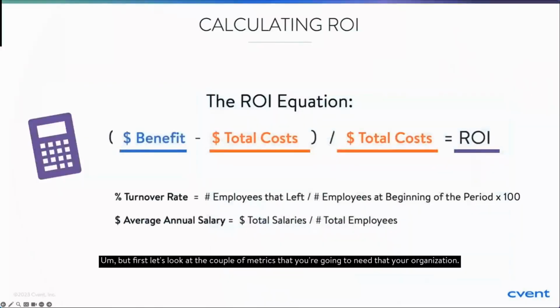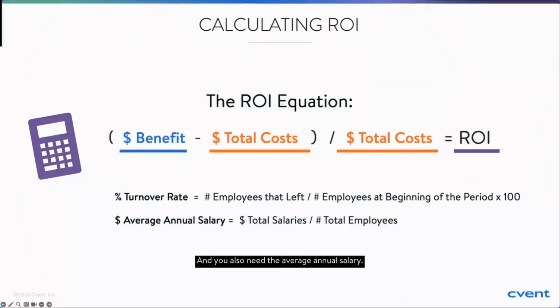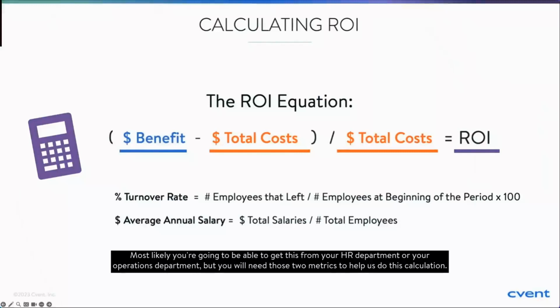But first, let's look at the couple of metrics that you're going to need that your organization should be able to hand to you for this part of the calculation. You need to know your employee turnover rate. You can calculate it if you have the raw data. It's the number of employees that leave the organization divided by the total number of employees at the beginning of the period that you're measuring. Let's say it's a fiscal year. And you also need the average annual salary, the total salaries divided by the total employees. Most likely you're going to be able to get this from your HR department or your operations department, but you will need those two metrics to help us do this calculation.